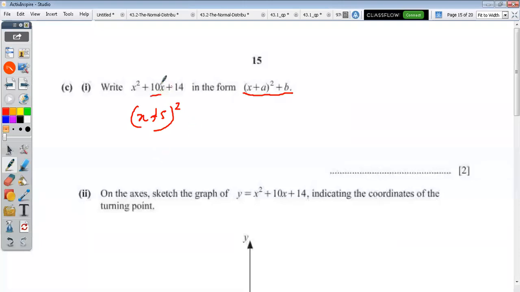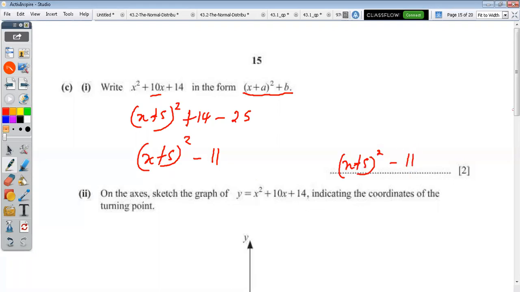Then I have to take away the square of that. So plus 14 minus 5 squared is what? 25. So that is x plus 5 squared. What is 14 minus 25? It's negative what? What do you get from your calculator? It should be negative 11. Clear? Makes sense?